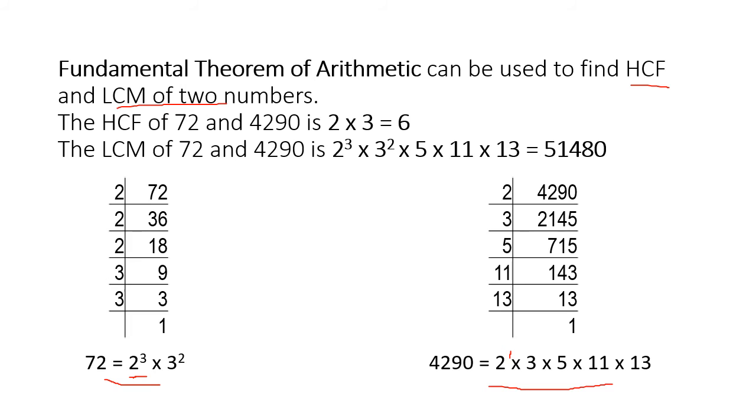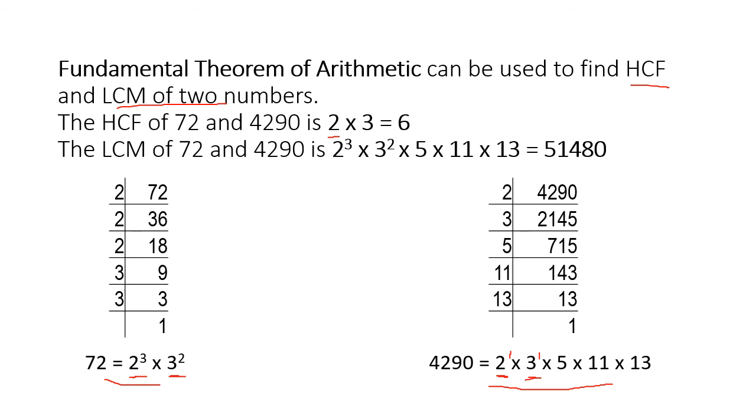2 means 2 raised to 1. Which is the smaller power? The smaller power is 2 raised to 1. So I have taken the smaller power as 2. Then again I have got 3 square here and 3 raised to 1 here. Which is the smaller power? Again the smaller power is 3 raised to 1. So there are only two common numbers here, 2 and 3.